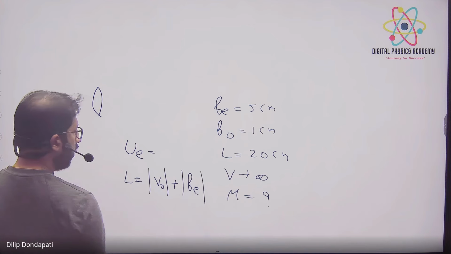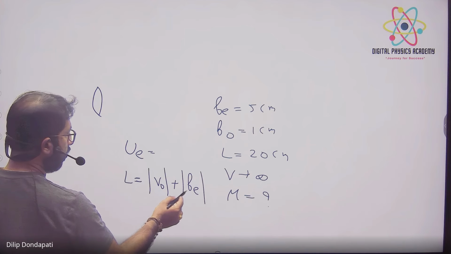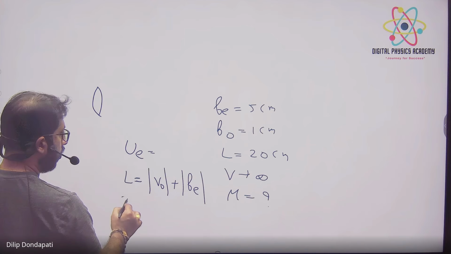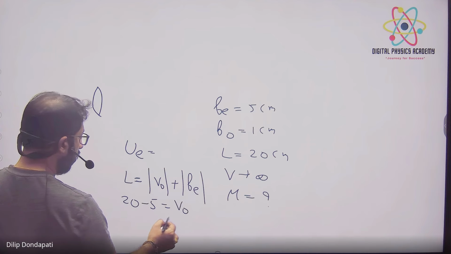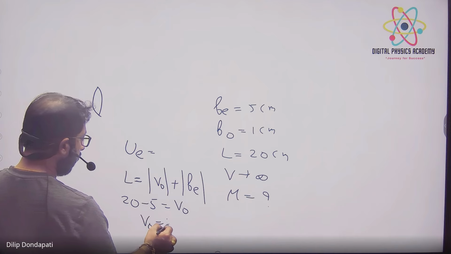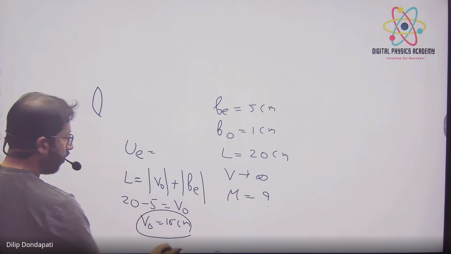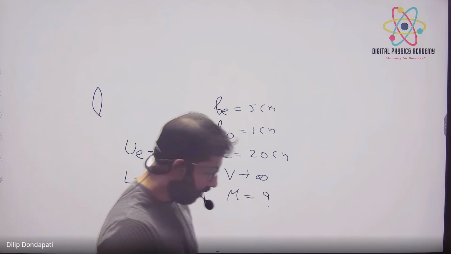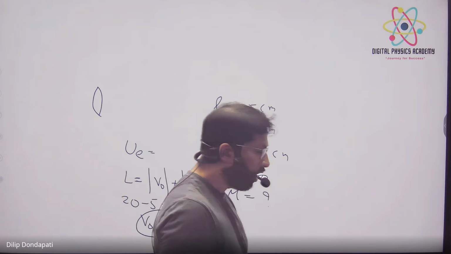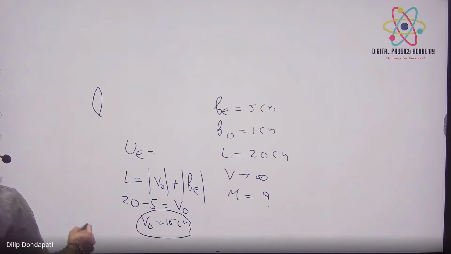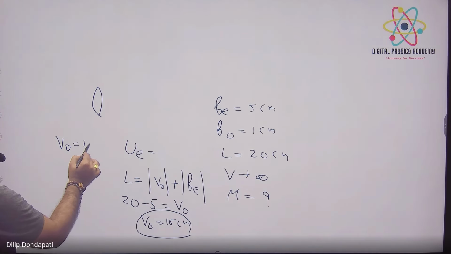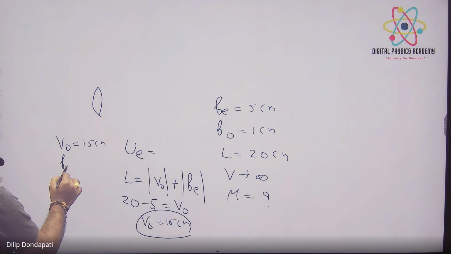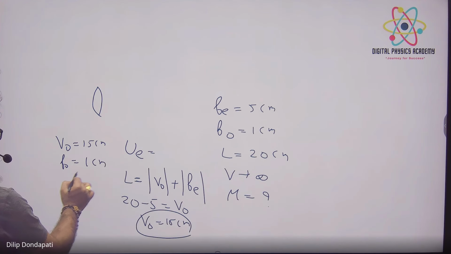From this, FE is given as 5, so 20 minus 5 is how much? VO you got as 15. Now find UO using the lens formula for the objective lens. VO is 15 centimeters and FO is 1 centimeter, so find UO.